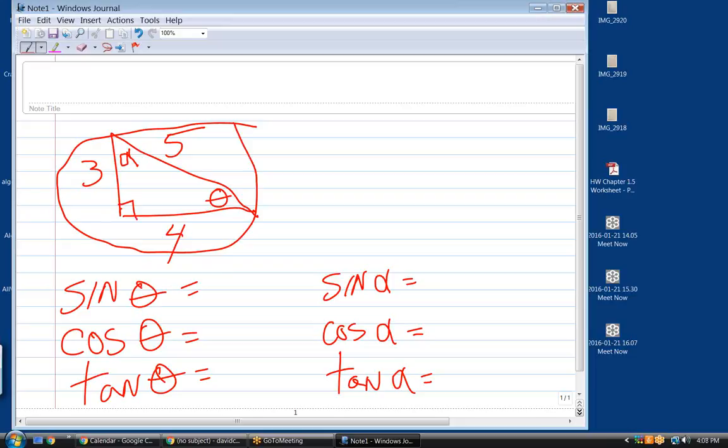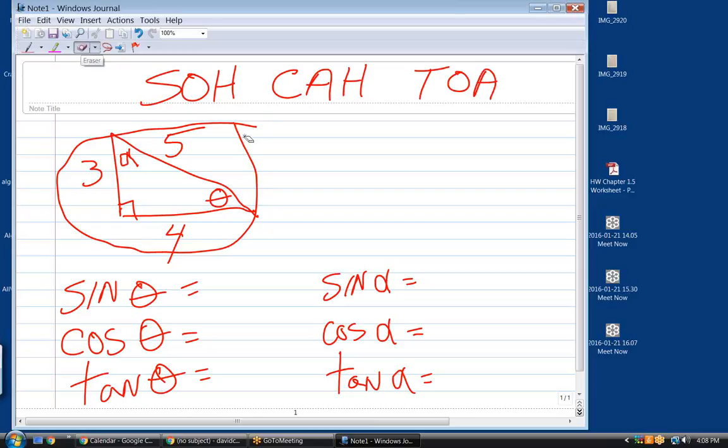So we're working from the A. This is where everything begins. SOH CAH TOA. Make sure you have this memorized and never forget it. So what's the sine? So 4/5. Opposite. Sine of theta, not sine of alpha. Sine of theta.